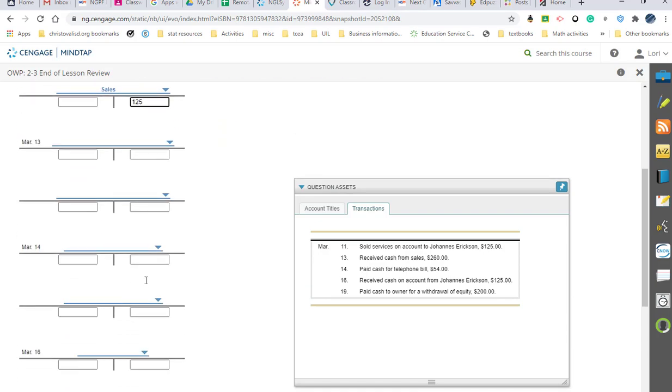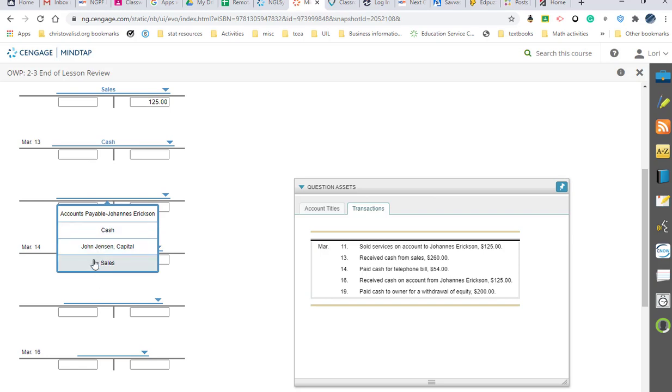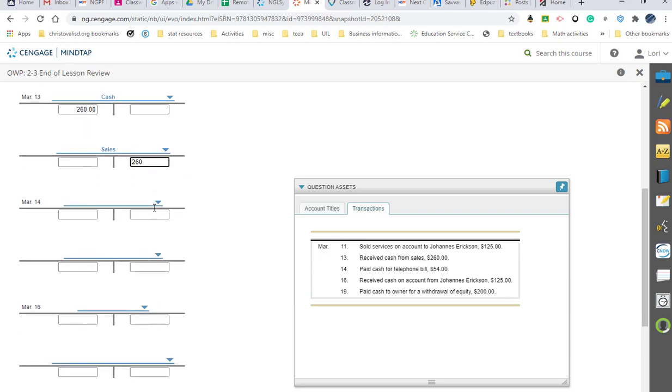So let's go on to March 13th. We received cash from sales. So the two accounts, we have cash and we have sales. Cash is an asset. Sales is going to be under the owner's equity, but it's a revenue account. And so it's going to increase on the credit side and cash is going to increase on the debit side. So cash gets listed first, and then we are going to list our sales account. We received $260 in sales. So list them accordingly.